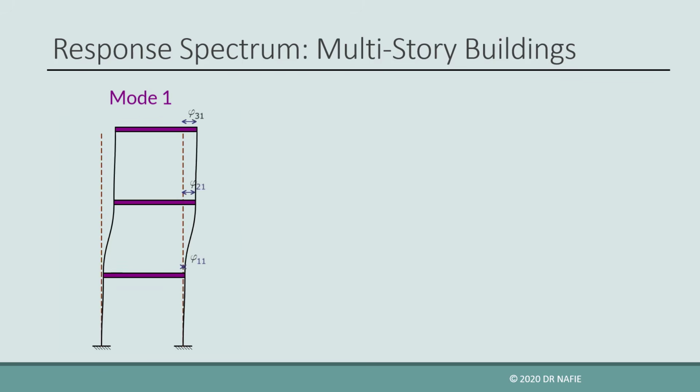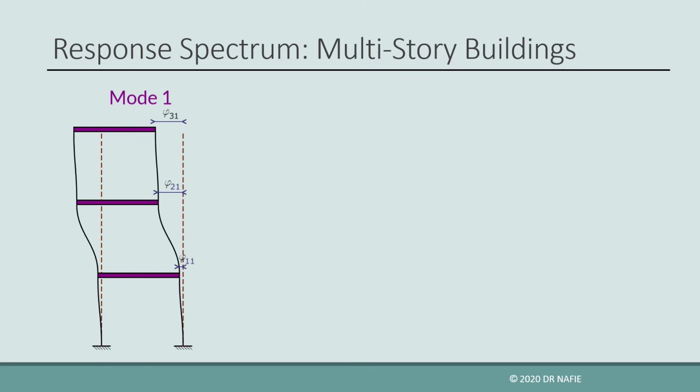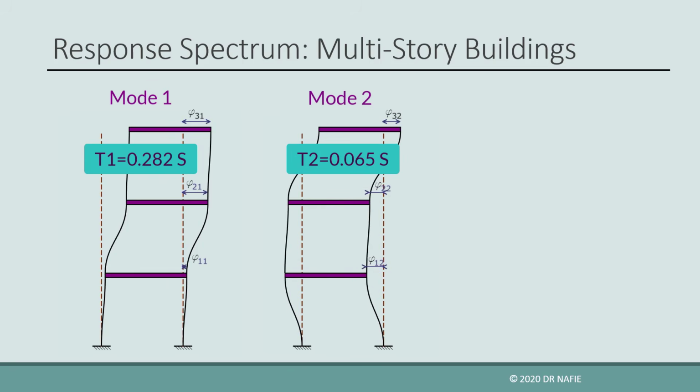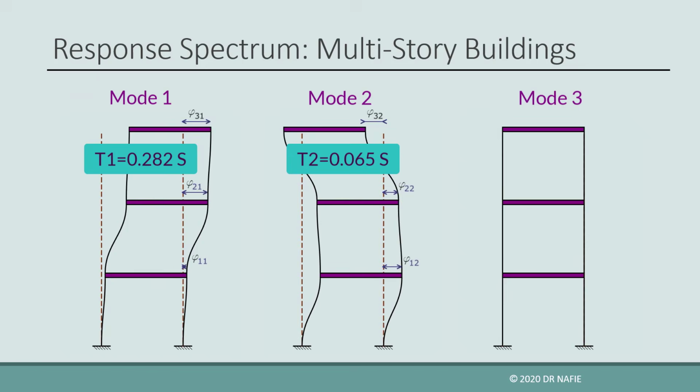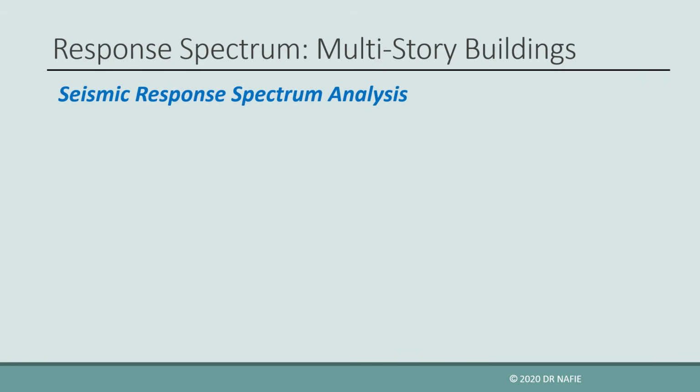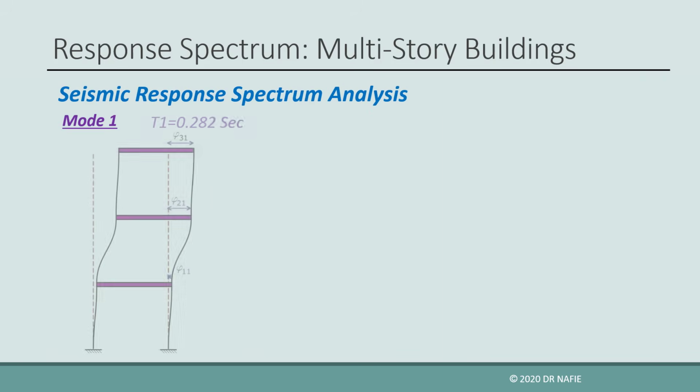Mode 1, vibrating with a natural time period T1. Mode 2, with a natural time period T2. And mode 3, with natural time period T3. As a start, let us focus on mode 1. The ordinates of the mode shape are as follows: 1 at the first story, 6.83 at the second story, and 7.55 at the third story.